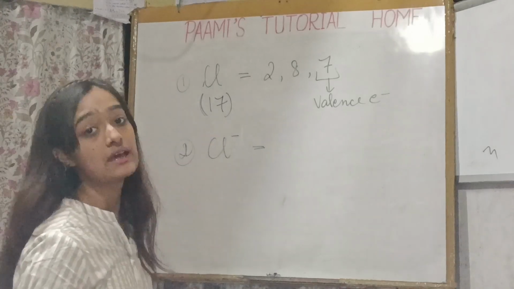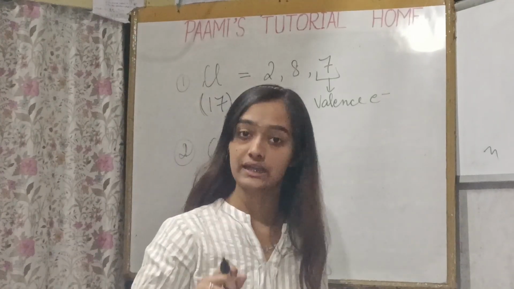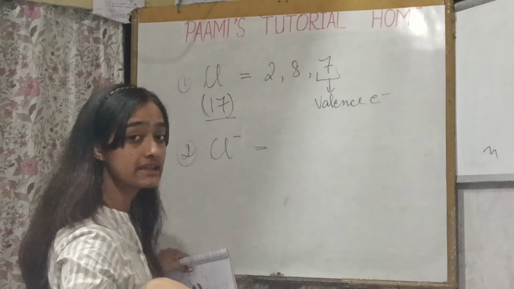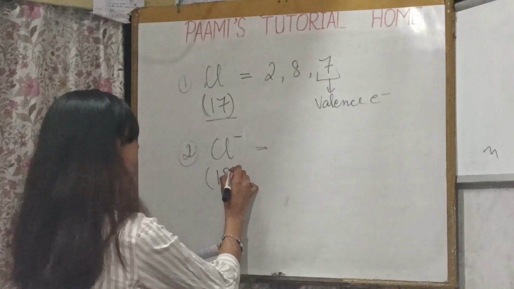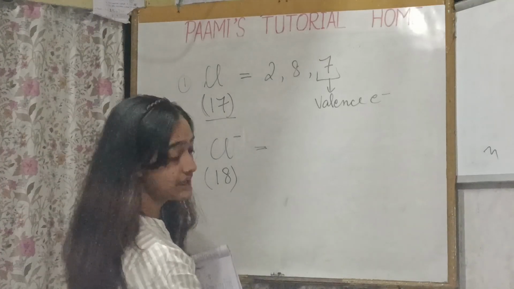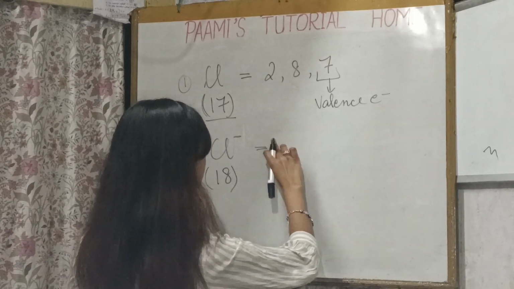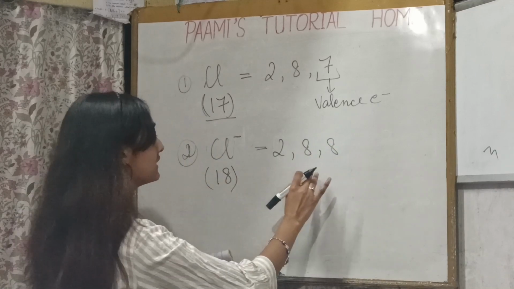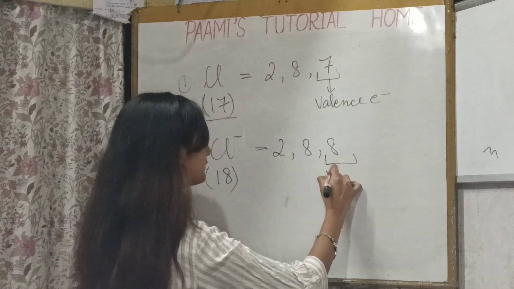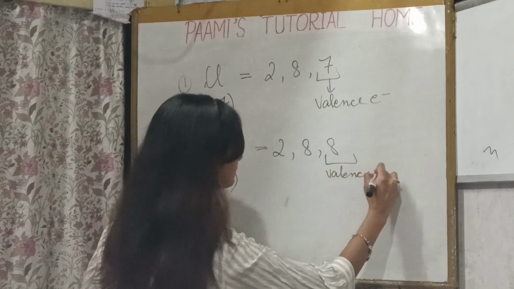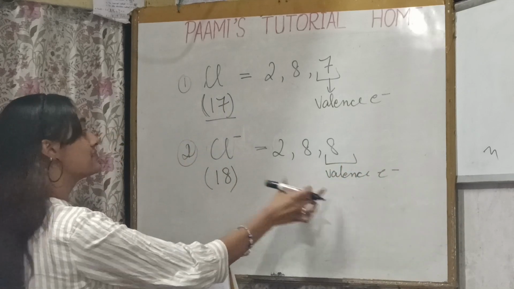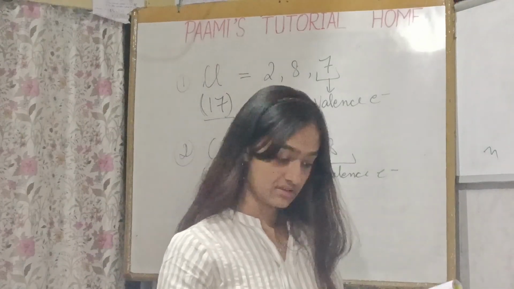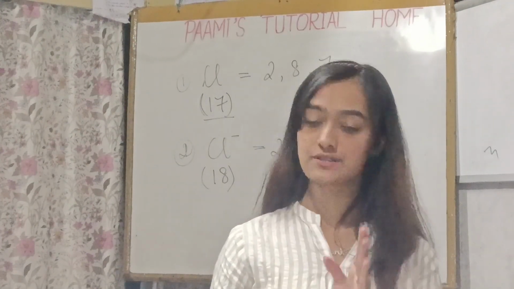Cl minus means it has taken 1 electron. Before it was 17. So after it takes, it becomes 18. Correct. Now we write the electronic configuration for it. It becomes 2, 8, 8. So what is the valence electron out here? 8. Okay. So the valence electron for Cl minus is this. Got it? So these were your concept-based questions from your book.